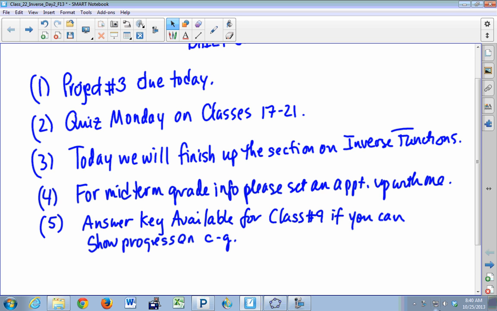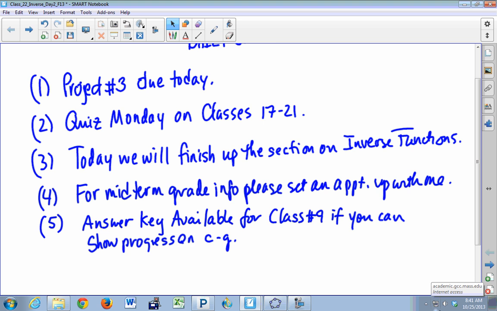Monday's quiz is on Classes 17 through 21, but remember that Class 19 was not new material. Class 19 was just the in-class summary with some more problems from Classes 17 and 18. Remember that Class 20 came on the Friday after Class 16. We changed the order there so that the long weekend didn't interfere with the transformation material.